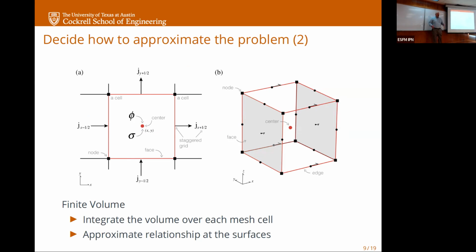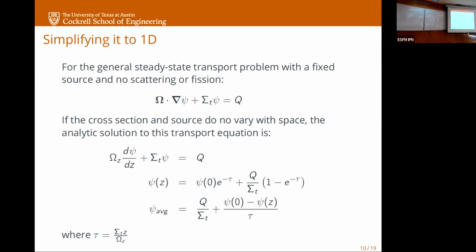And so with finite volume, you define a cell and compute what is happening at the interface. With finite element, you say, I want to compute the solution at locations and then assume a shape between those two locations. Either is fine, it doesn't really matter.